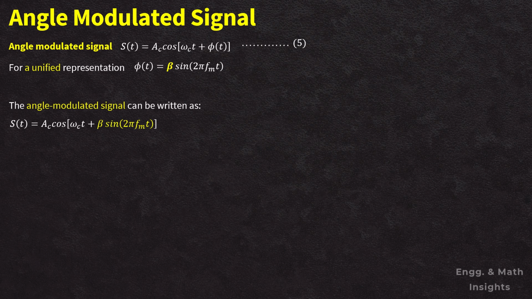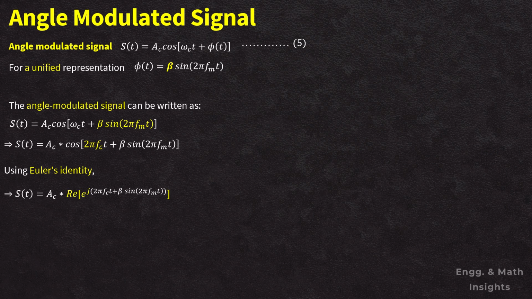We can write omega c as 2 pi fc, so s(t) can be written as s(t) is equal to Ac cos(2 pi fc t plus beta sin 2 pi fm t). Using Euler's identity, we can express this angle modulated signal in its complex form as s(t) is equal to Ac into the real part of e to the power j beta sin 2 pi fm t into e to the power j 2 pi fc t, that is, the real part of e to the power j 2 pi fc t into e to the power j beta sin 2 pi fm t, which gives cos(2 pi fc t plus beta sin 2 pi fm t).